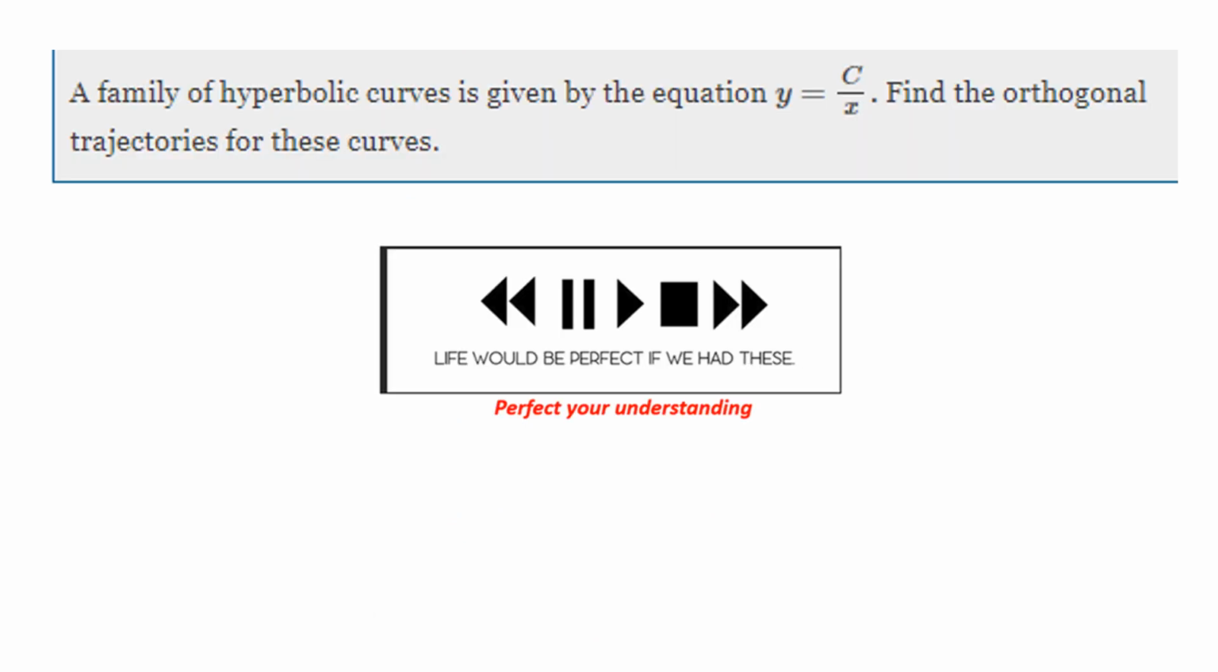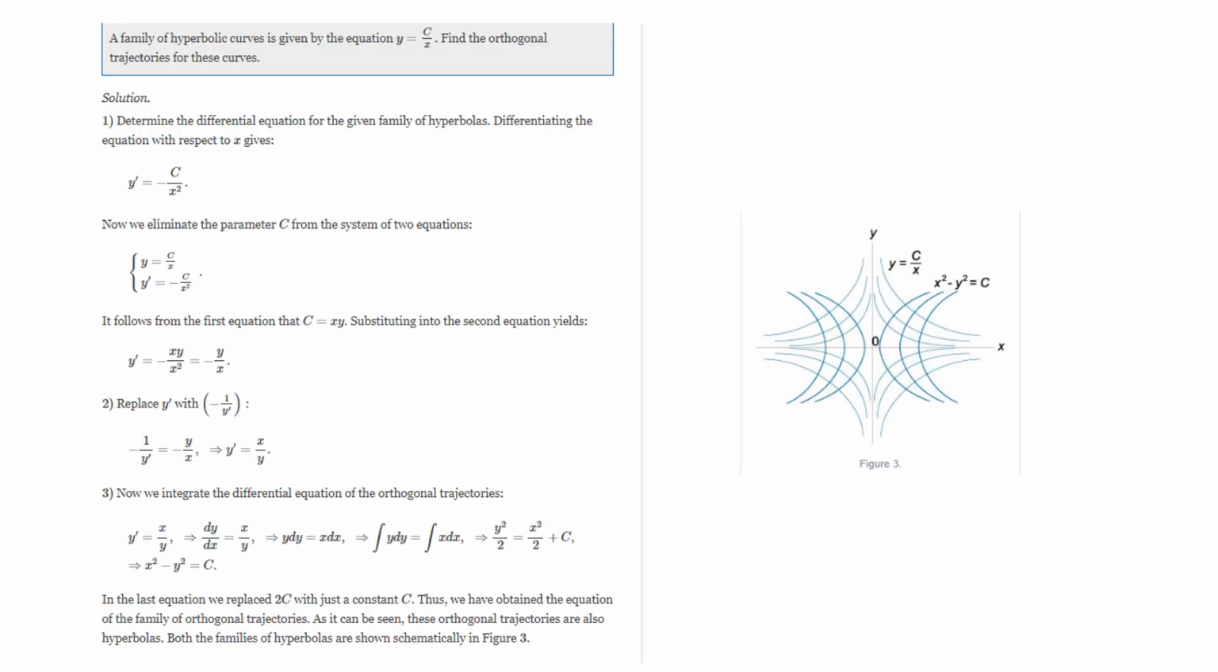Now here is a family of hyperbolic curves given by this equation. You want to find the orthogonal trajectories for these curves. You know what to do. So what we have is that, this was y, so y prime is equal to minus c over x squared.